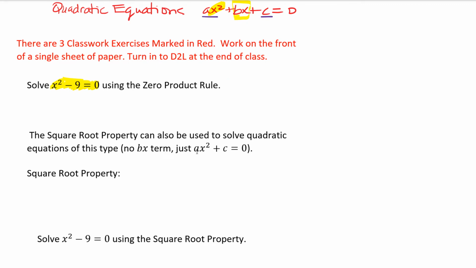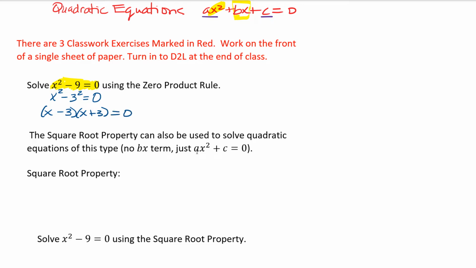So we've learned that we can factor, and in this case it's factorable because it's actually the same as saying x squared minus 3 squared equals 0. Which means that it's a difference of squares, and difference of squares can factor into conjugates. So that would factor into x minus 3, x plus 3 equals 0.